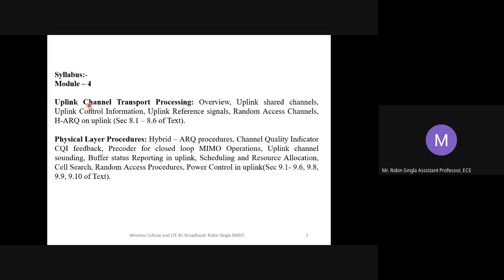We have first an overview of uplink transport channel processing, then the uplink shared channel, then uplink control information, similar to downlink control information. Then the uplink reference signal, and the random access channel, which is not there in downlink, and hybrid ARQ on uplink. And if you note, broadcast and multicast channels are not there in uplink. So we'll try to finish this part this week, today and tomorrow.